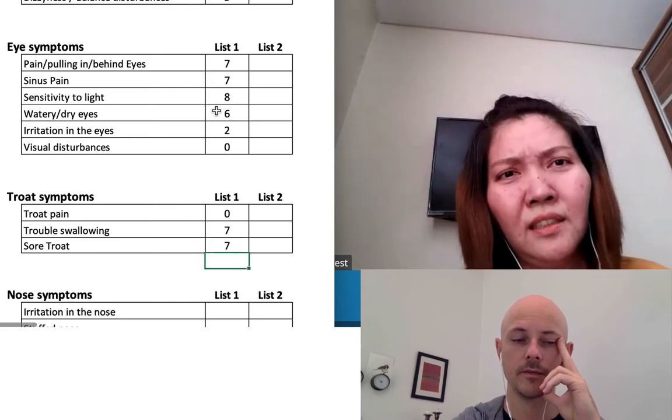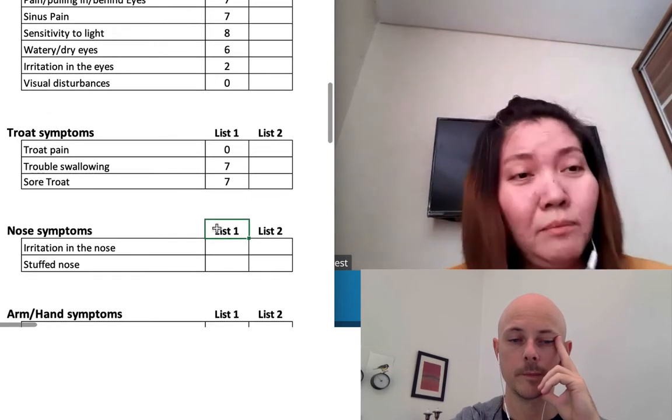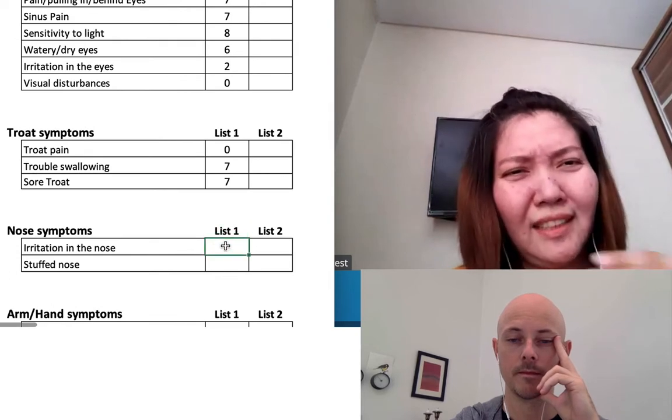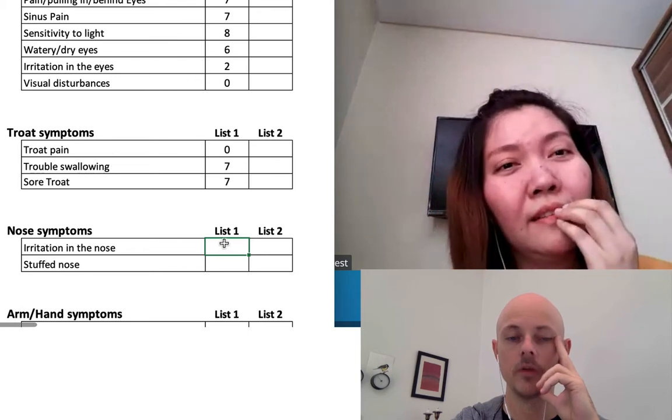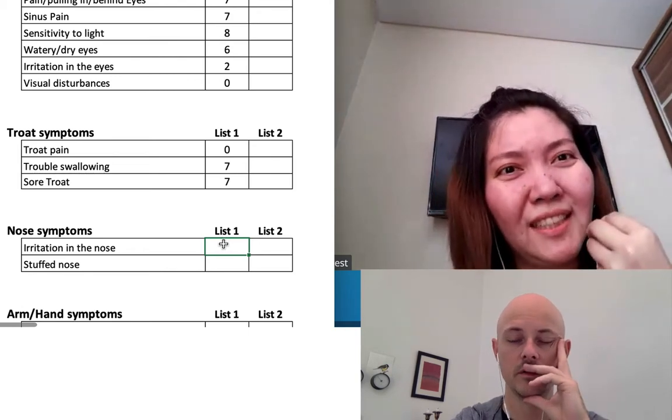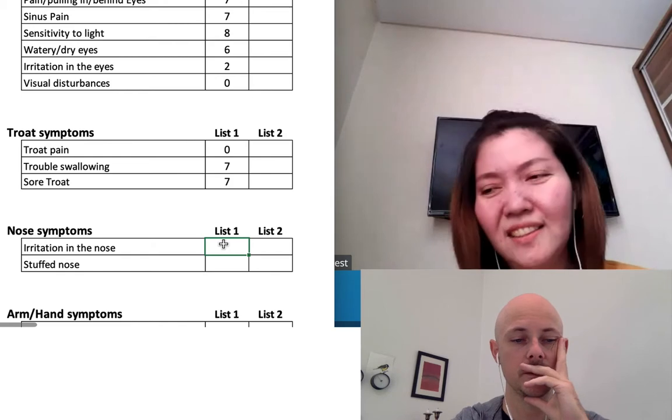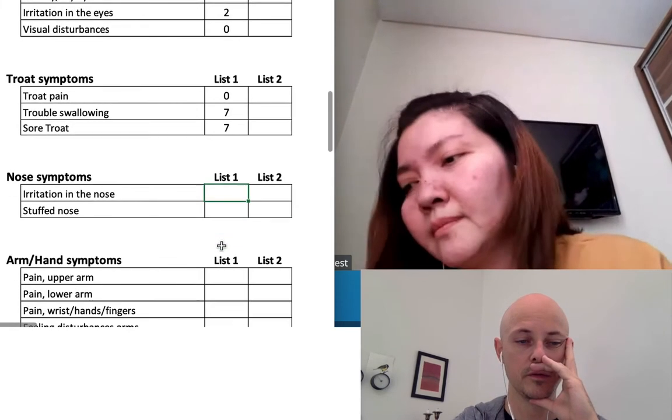7. Yes. But I actually usually have sore throats, even before this flare up. It's normal for me. Okay, but we'll see what happens when you get started with the program.